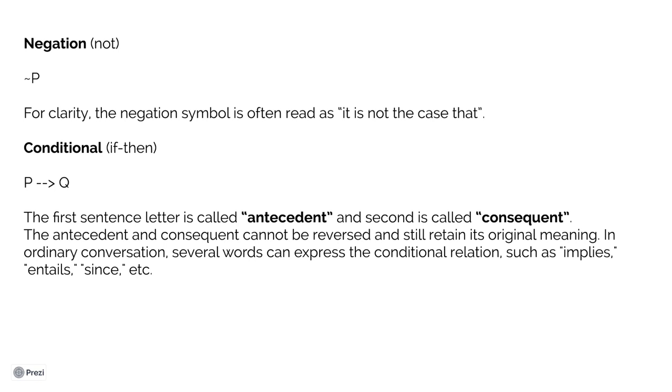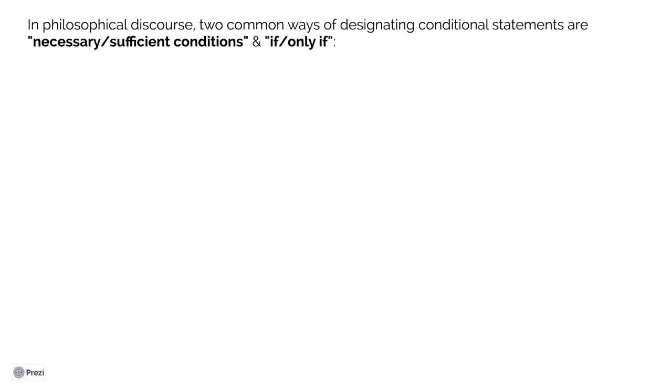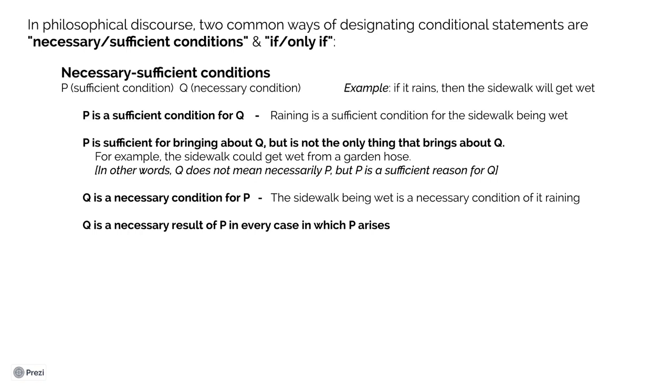Now, there are two common ways of designating conditional statements. One approach is to stress the necessary and sufficient conditions surrounding a situation. Since this is the case, this follows. And the other approach is to use the language of if or only if. In the first sense, we are speaking in terms of necessary and sufficient conditions. In this case, the antecedent P is the sufficient condition, and the consequent Q is the necessary condition.